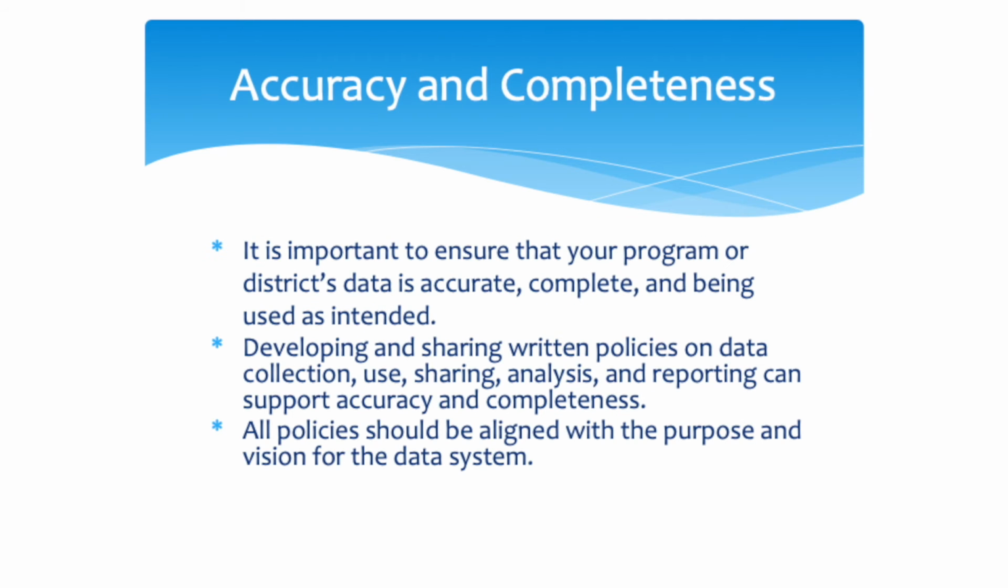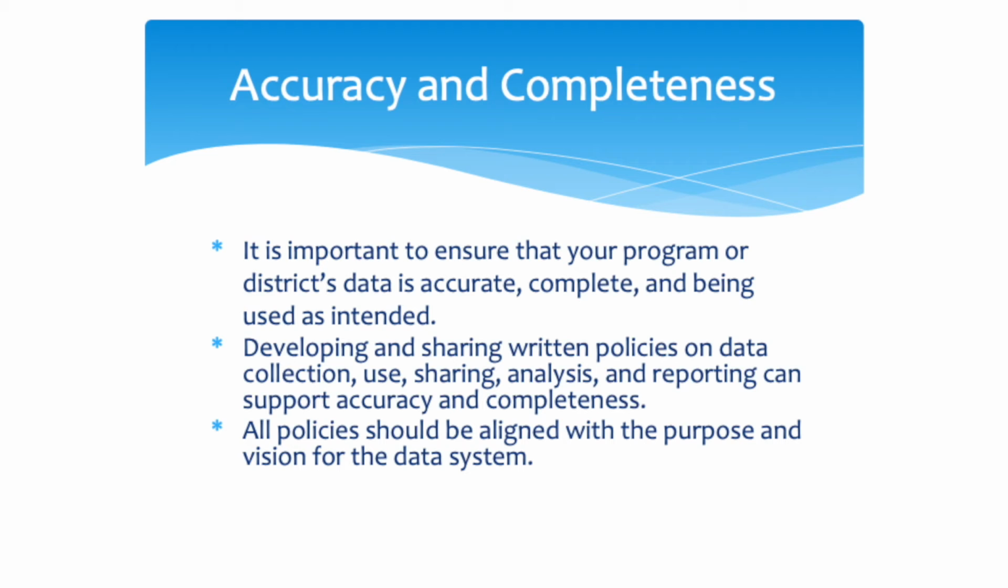The second component of data governance is accuracy and completeness. It is important to ensure that your program or district's data is accurate, complete, and being used as intended. It is good practice to have written policies and procedures regarding data collection, use, sharing, and analysis. All policies and procedures should be aligned with the purpose and vision for data use and should be widely shared among program staff, administrators, and other stakeholders.